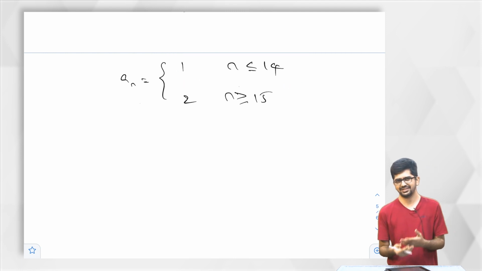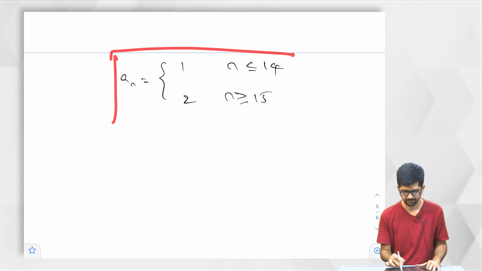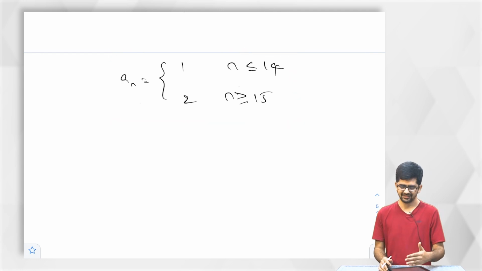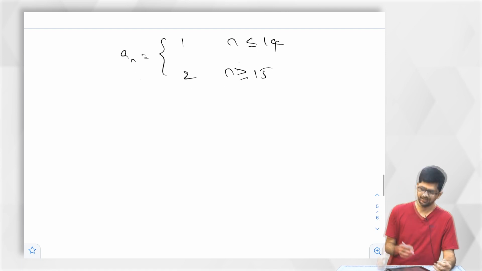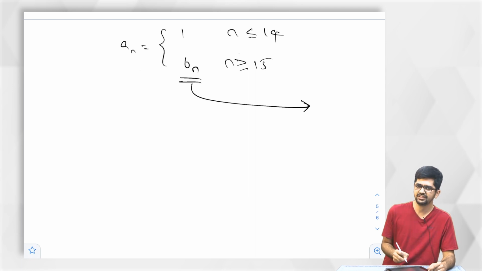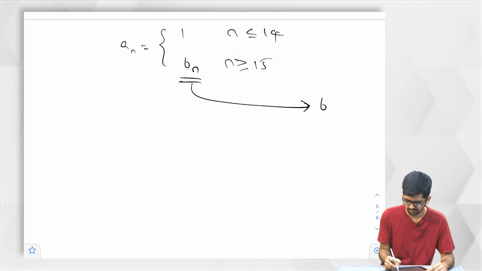Let us see whether it is convergent or not. For the constant sequence the limit was 2, so let us consider that. Let me write down this as Bn. Bn is a constant sequence 2, so Bn is equal to 2 for every n belonging to N.